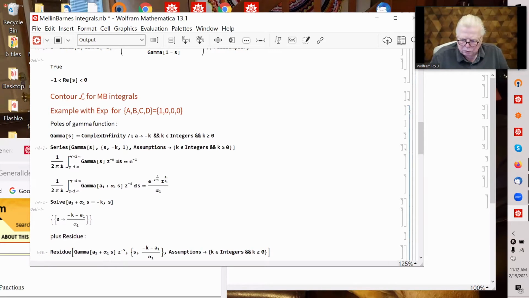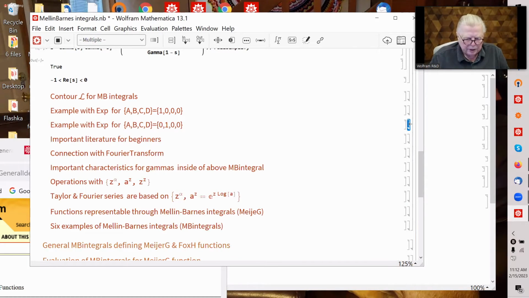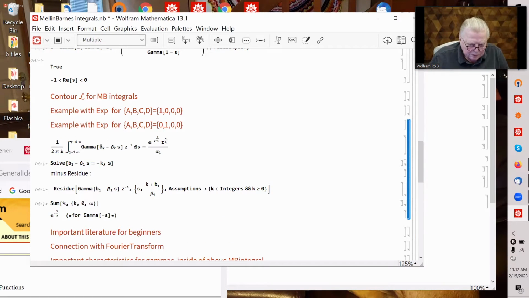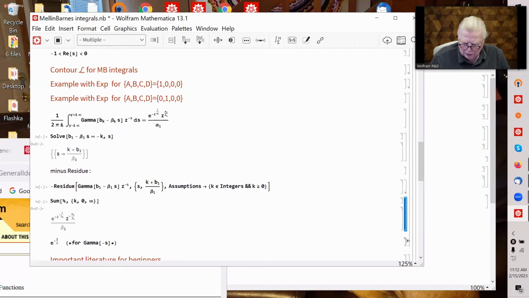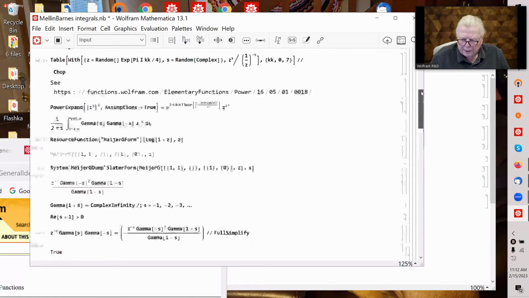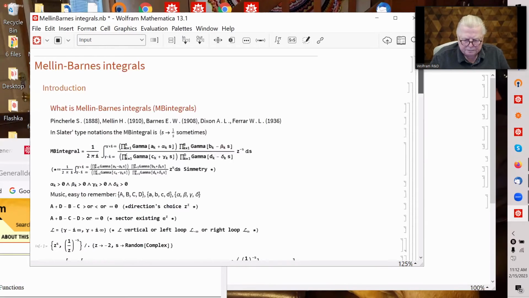Similar we can do if we make expression with minus s. With minus s, we do the same. And here we should take minus residue and get summation, and we come to similar result. Okay, let's return back.